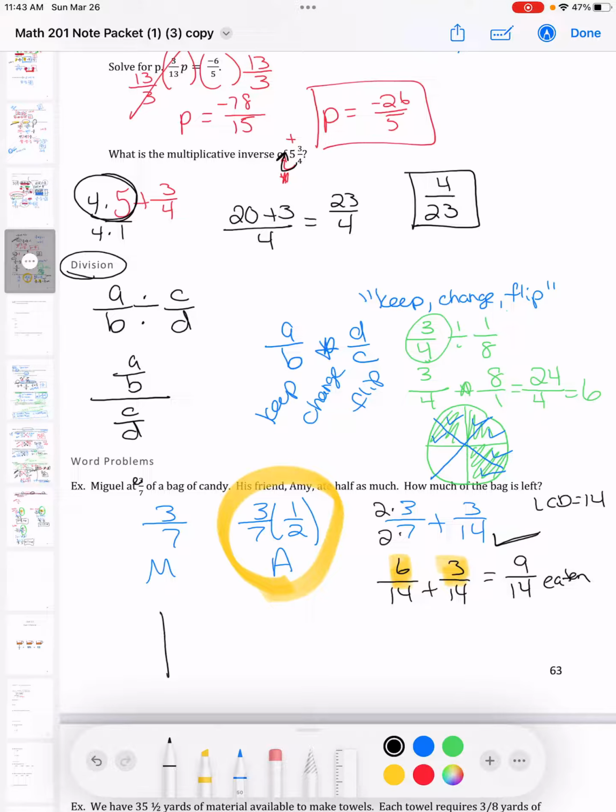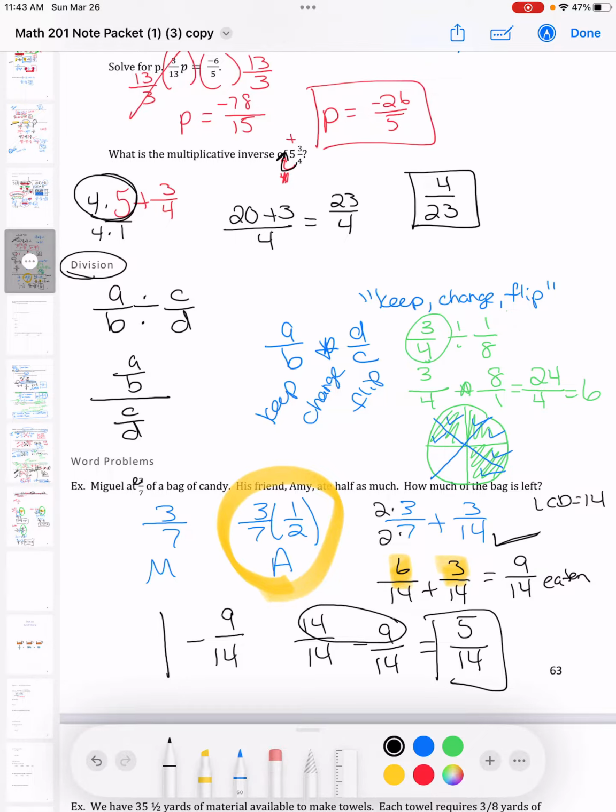So I have a whole bag, and I'm going to subtract what was eaten. You can type this in our calculator. We can also think about writing it out by hand. 1 is the same thing as 14/14. So then I can subtract. We keep the denominators when we subtract, and 14 minus 9 is 5. So I get 5/14.